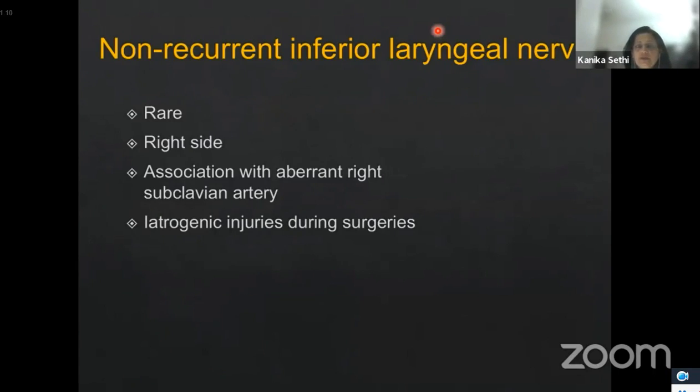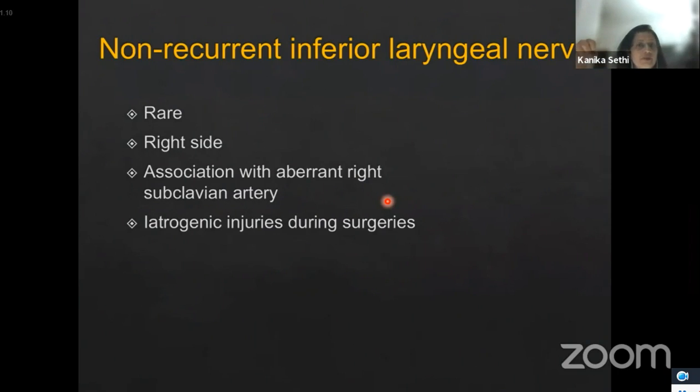So there is one anatomical variant. Whenever you have an aberrant right subclavian artery, it is associated with a non-recurrent inferior laryngeal nerve. That is, if you have a retroesophageal aberrant right subclavian artery on the right side, then the recurrent laryngeal nerve will not go around the subclavian artery. It will be a branch of the vagus in the neck itself. So that is a non-recurrent inferior laryngeal nerve.